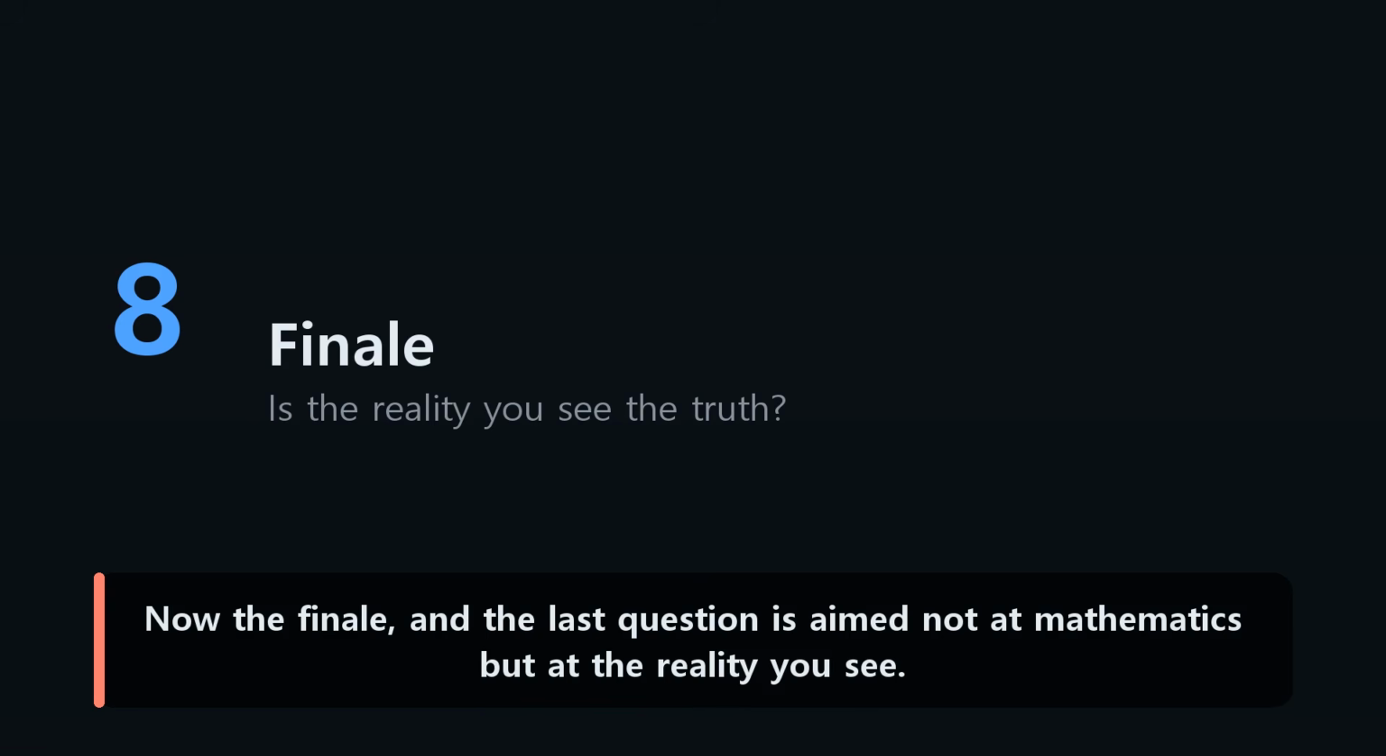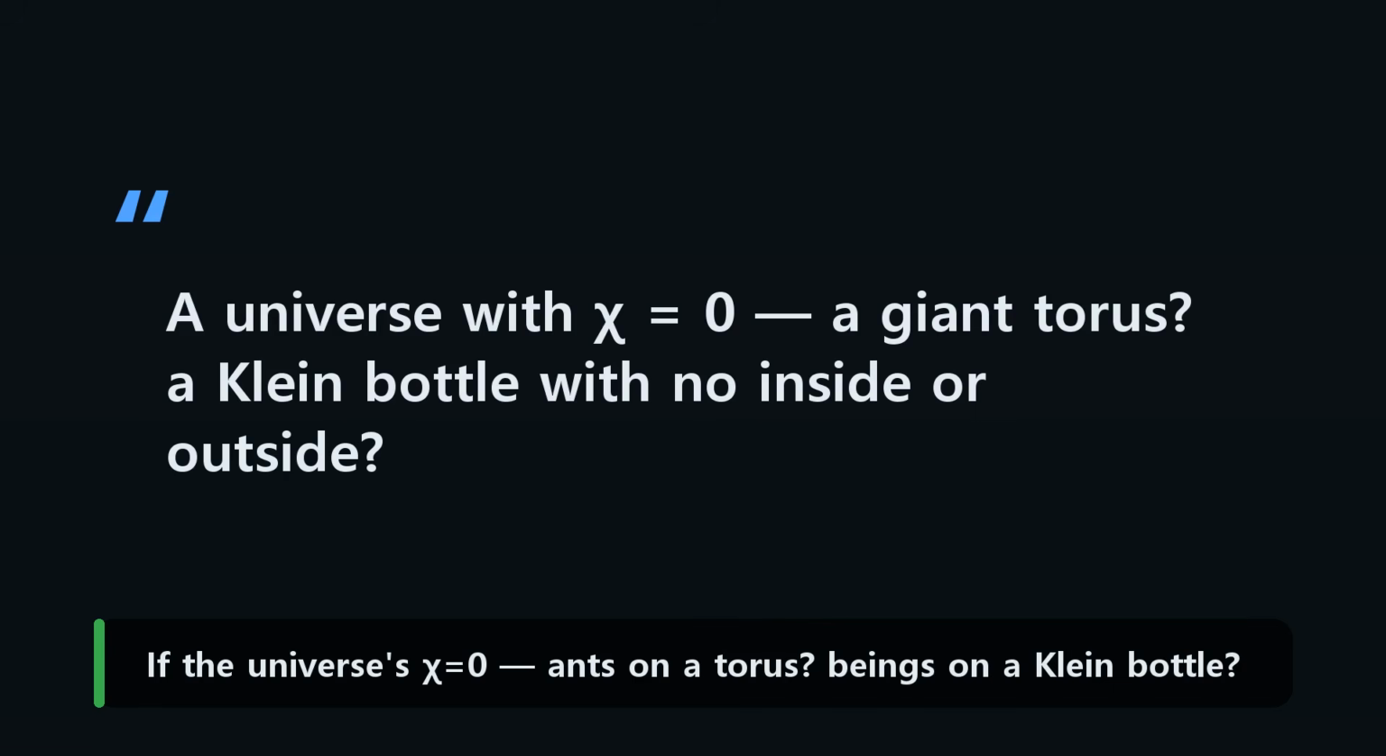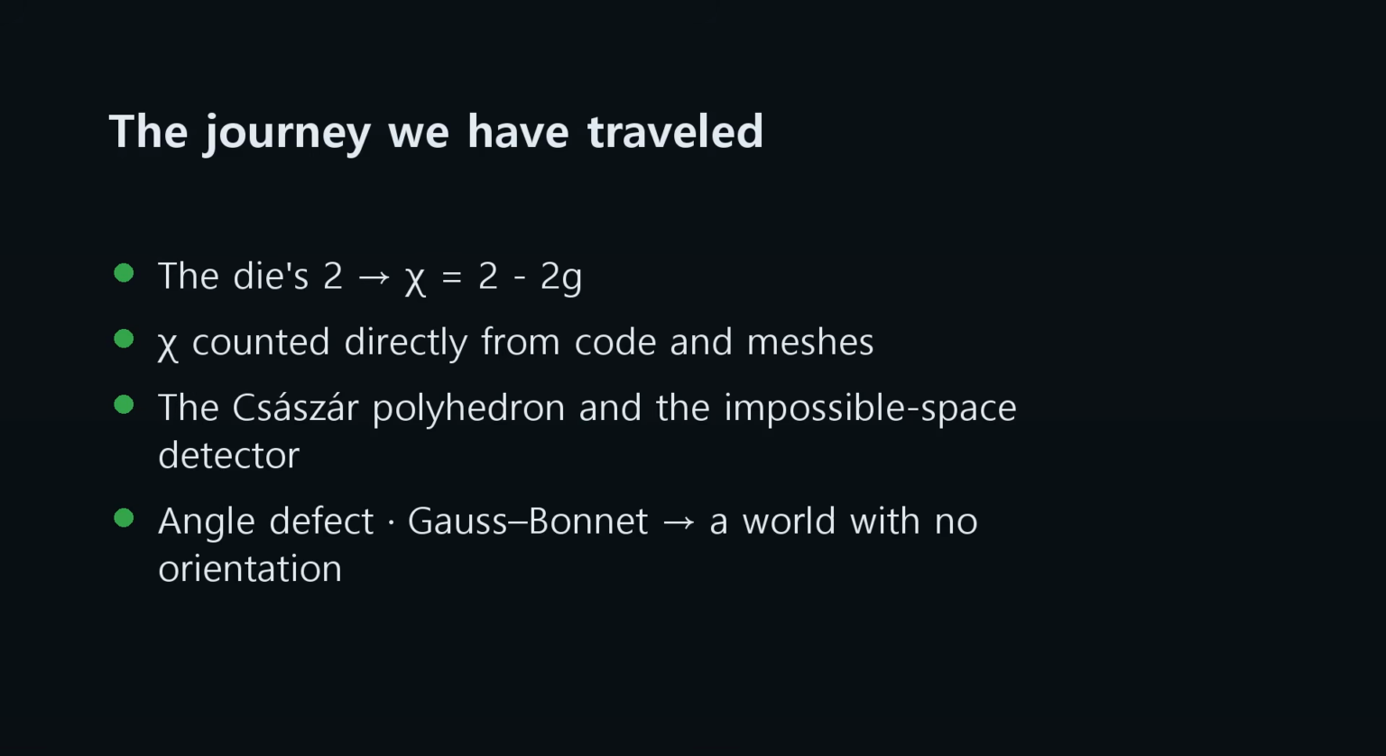Now the finale, and the last question is aimed not at mathematics but at the reality you see. We take it for granted that space is flat. But what if the Chi we measure on a cosmic scale is not 2? If the universe's Chi is 0, we may be ants on a torus, or beings living on a Klein bottle with no inside or outside. From the 2 of a die, through formulas and code and impossible space and curvature, all the way to a world with no orientation. It has been a long journey.